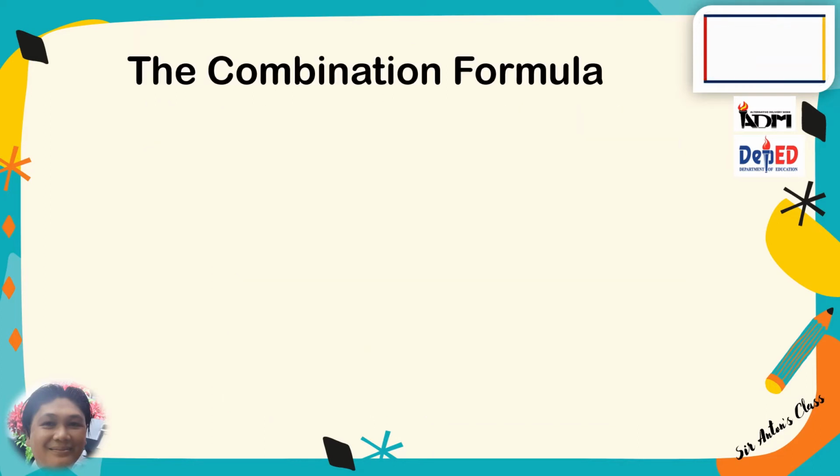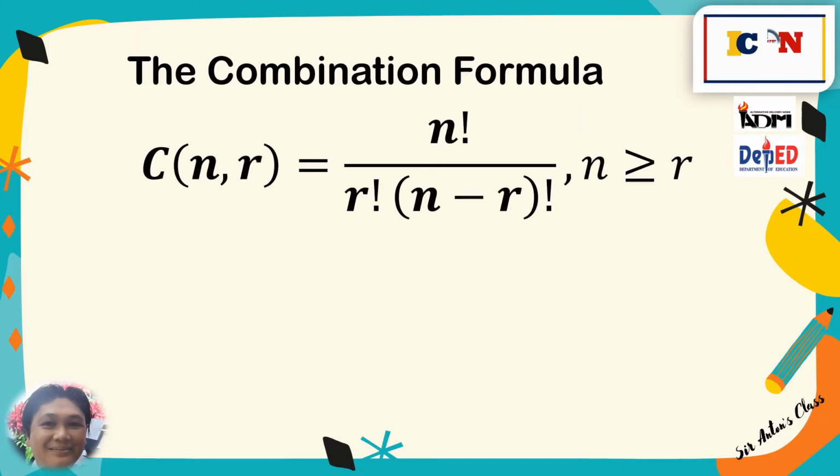Now, let us have the combination formula. This is read as the combination of n objects taken r at a time. Sometimes, you may find the representation nCr, small letter n, capital letter C, and small letter r. It's just the same as C of the quantity n and r. So this is read as the combination of n objects taken r at a time equals n factorial divided by r factorial times the quantity of n minus r factorial, where n is greater than or equal to r.